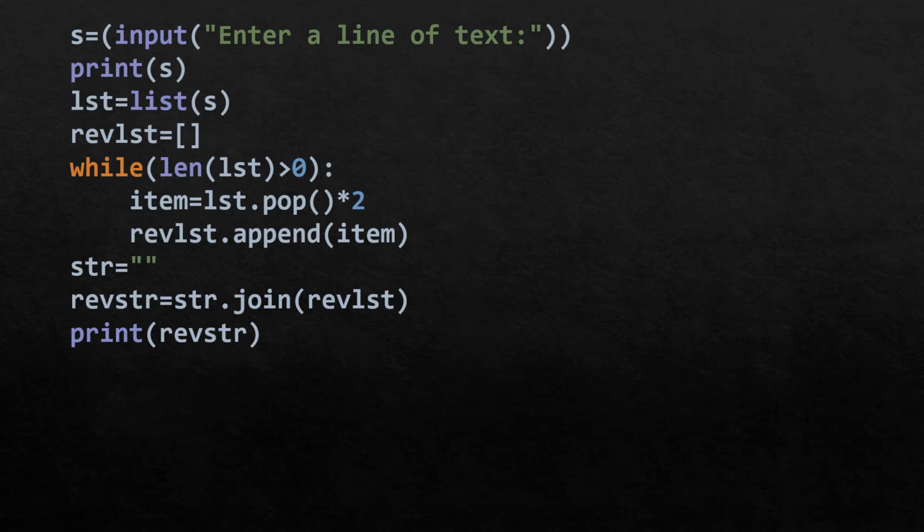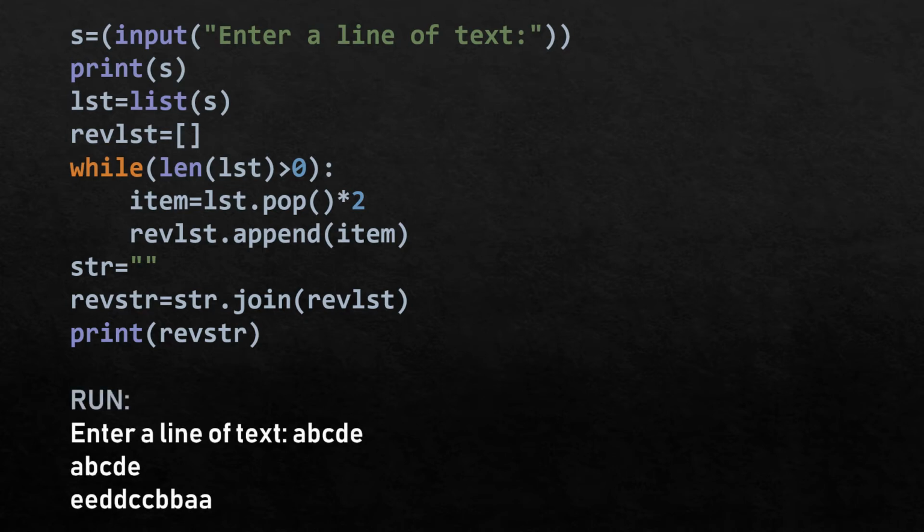But if you want to convert the list into a string, then you can use the join function. For that I have initialized one string variable str as an empty string, and by using the join function, whatever is the content of revlst, the list, will be joined in the string str. Then it has to be stored in another variable called revstr. Now see what it is showing. Once you enter the line of text as A, B, C, D, E, then the output is like this.